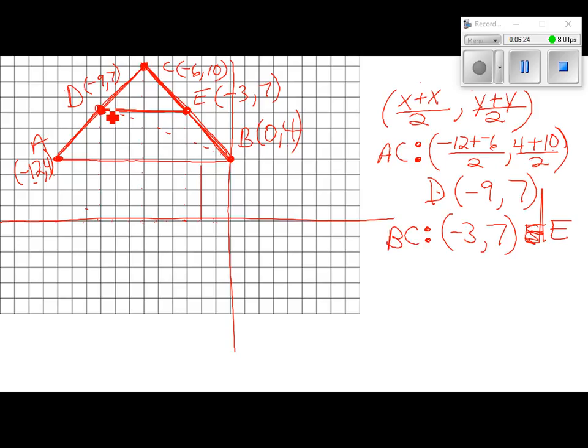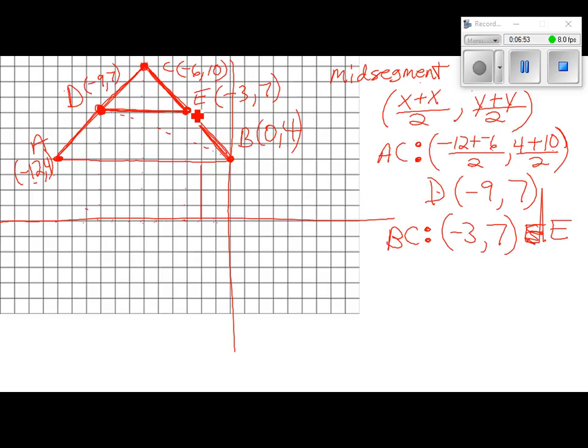That segment is what we're going to discuss today, and what you're supposed to learn today. That segment is called a mid-segment of the triangle. Don't get it confused with a median. A median connects a vertex to a midpoint. A mid-segment connects a midpoint of one side of a triangle to a midpoint of another side of the triangle.